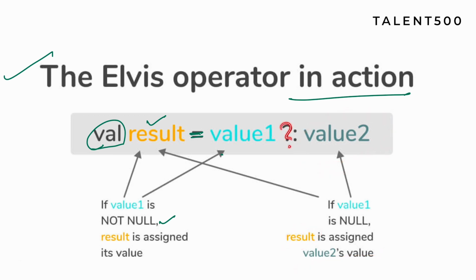So what we are doing here is checking, hey, value1, are you null? If this is null, result will get the value2. And just in case this is not true, if value1 is not null, result will get the value1. It's as simple as it looks.